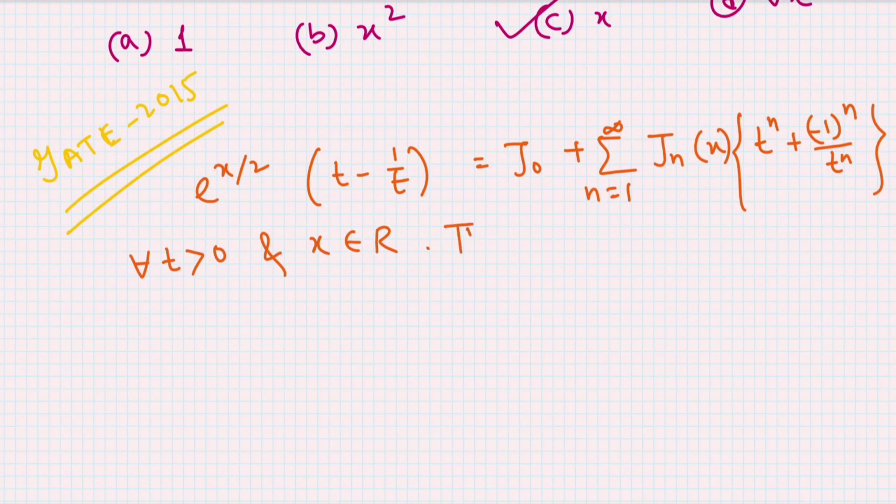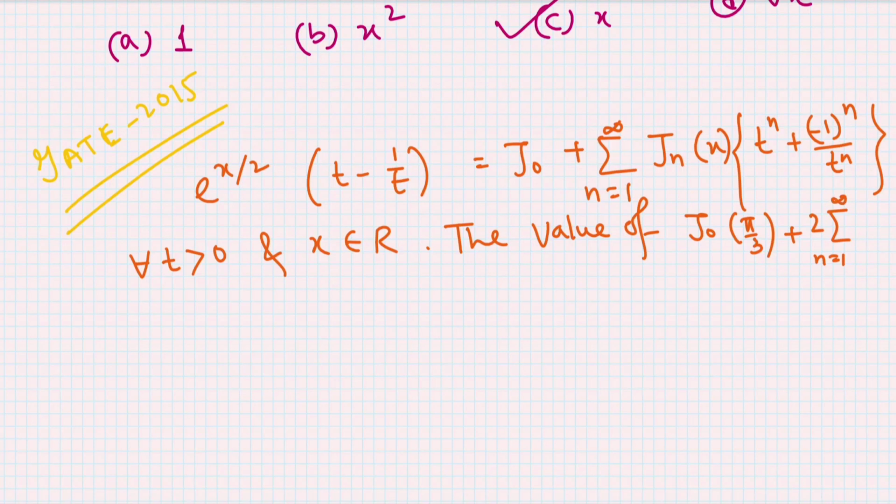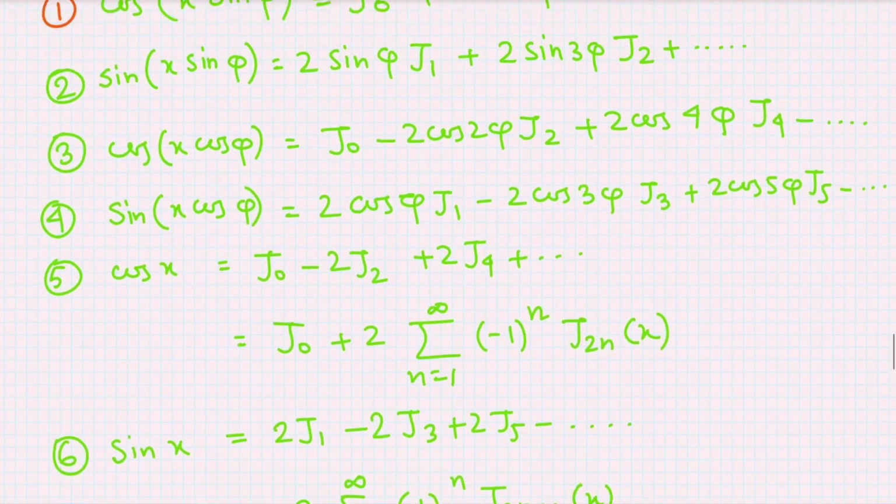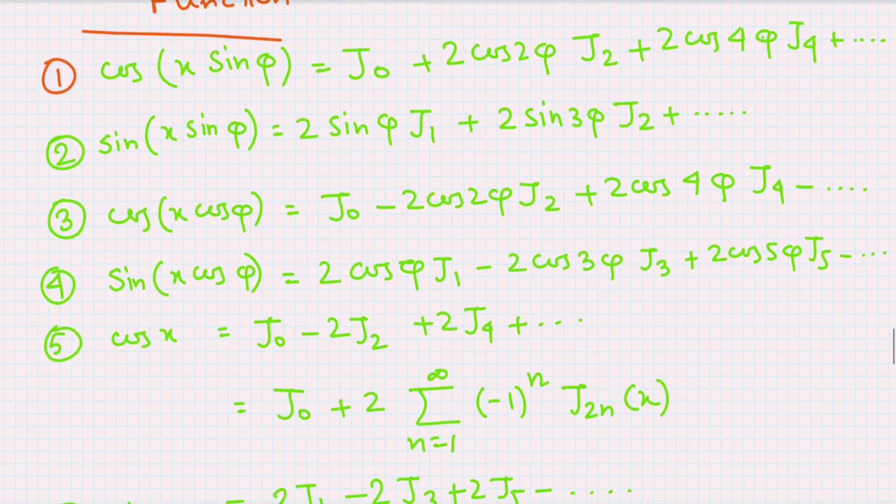The value of J0(pi by 3) plus 2 summation n equal to 1 to infinity J2n(pi by 3), what is it? So how can I solve this problem? This problem comes from the trigonometric expansions, from these 6 properties.